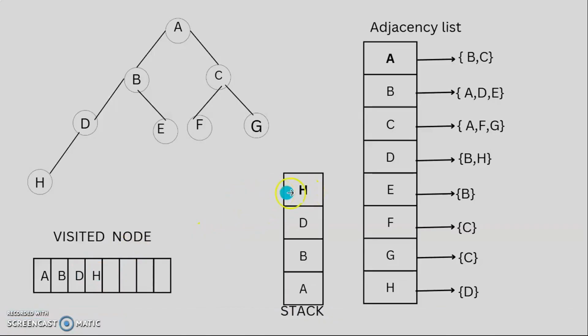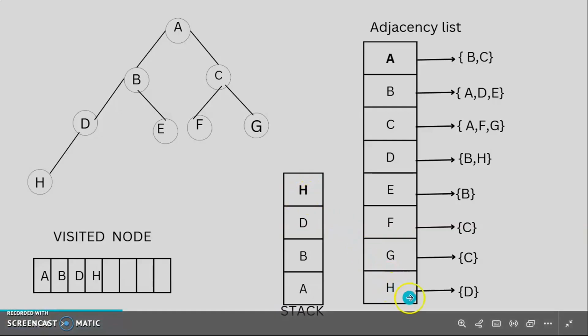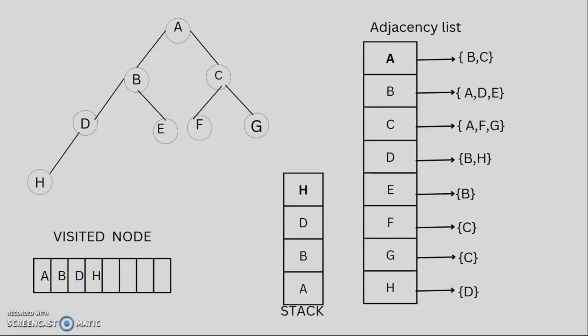Now you refer to the adjacency list of H. When you refer to the adjacency list of H, you find only one node D, but the D node is already visited. That means there is no further node after H. So now what you have to do? You have to remove the node H from the stack. Once node H is removed, we found that there is no further node to be visited which is directly connected with H, because H is connected with only D, but D is already visited. So now we have to remove the next node from the stack, that is D.